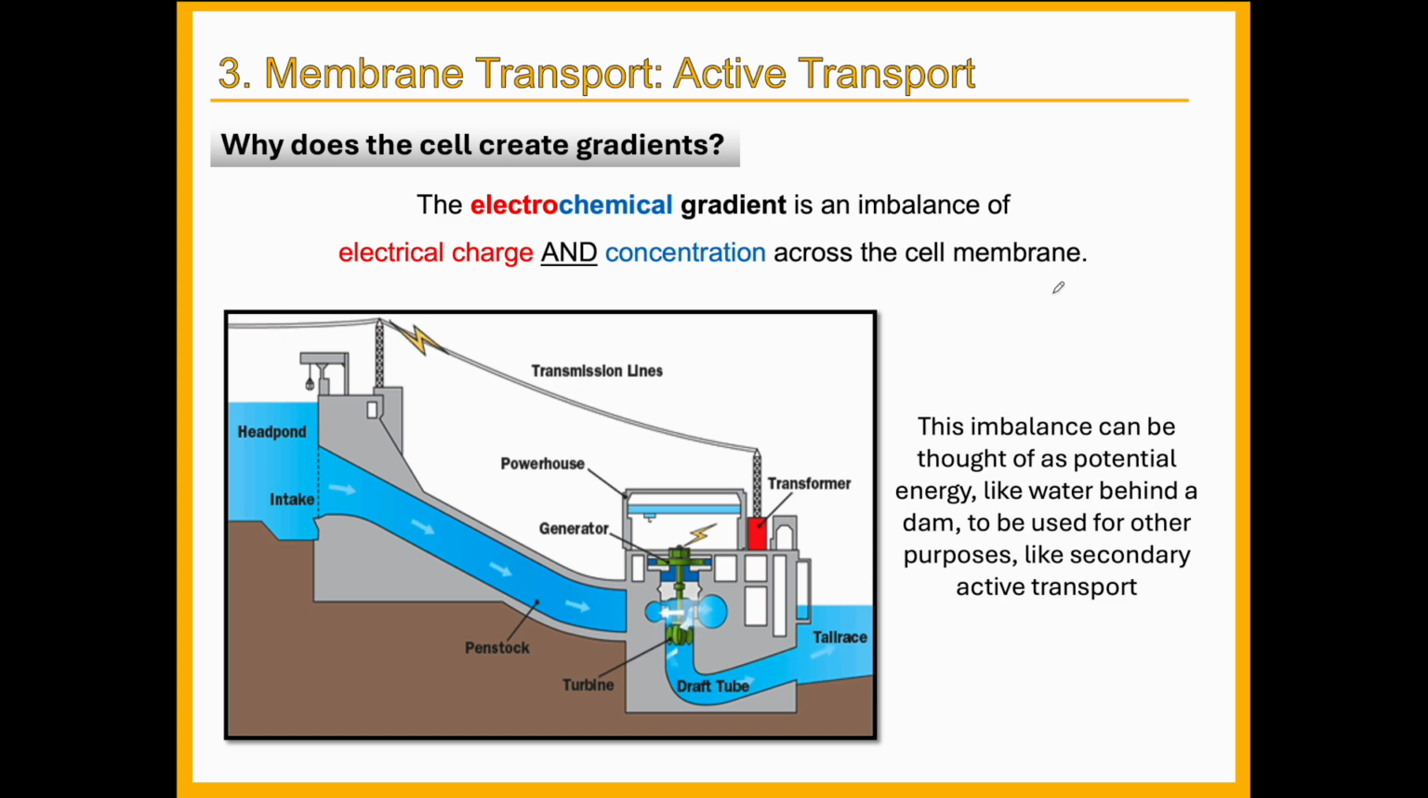When you have differences in concentration or charges across a membrane, this has power to do work. So this imbalance can be thought of as potential energy, like water behind a dam. It goes down its gravitational potential, turns a turbine, and actually makes energy. It makes work. It uses this specific energy. So this is an example of how you could use a gradient.